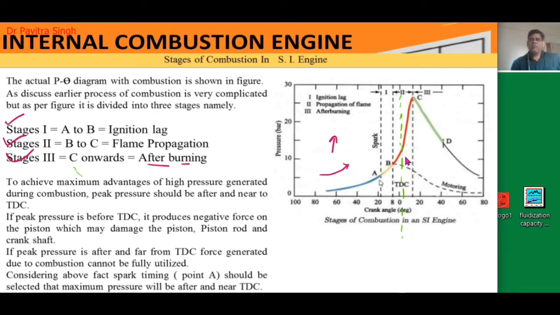Further, the flame will propagate from B to C. This is called the flame propagation. The flame is propagating towards the unburnt air fuel mixture to complete the combustion of fuel. And point C is the point at which the pressure is maximum.